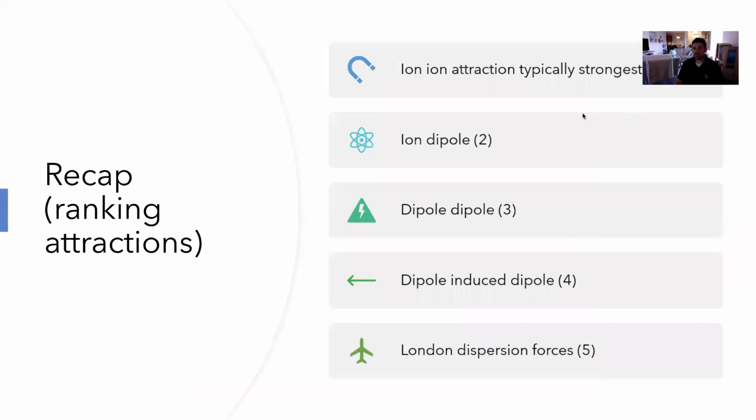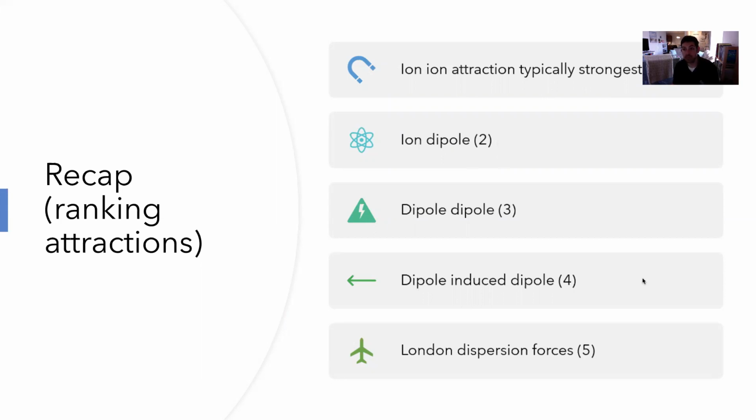If we were to rank them, I just want to recap all of the different types of interactions. This is what the AP curriculum is looking at, the types of interactions. Ion-ion attraction, we're going to say, is the strongest. Now if we disregard ion-ion, ion-dipole is going to be the strongest attraction we can see. Dipole-dipole is going to be second. Ion-dipole is an ion with a polar molecule. Dipole-dipole is a polar molecule with another polar molecule.